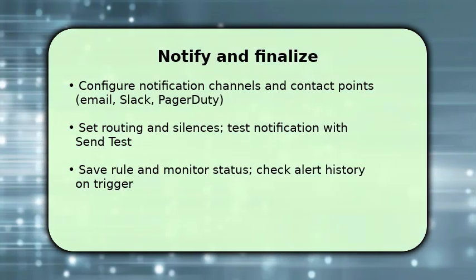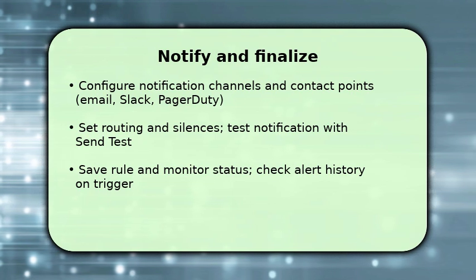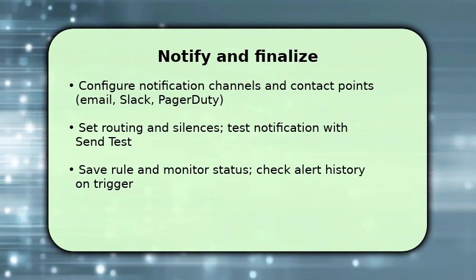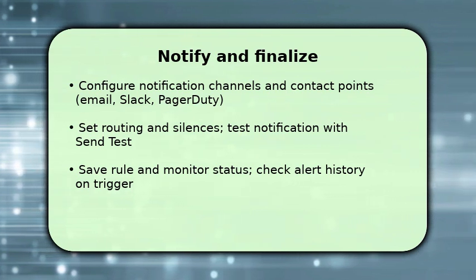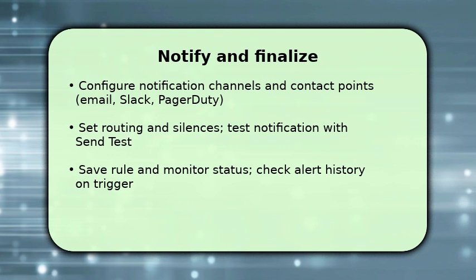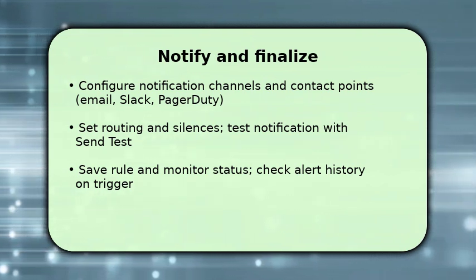Finish by wiring alerts into your notification system. Select or create contact points like email, Slack, or PagerDuty, and assign them in a notification policy. Then set routing rules and optional silences to avoid unwanted noise. Use send test to confirm delivery and save the rule.